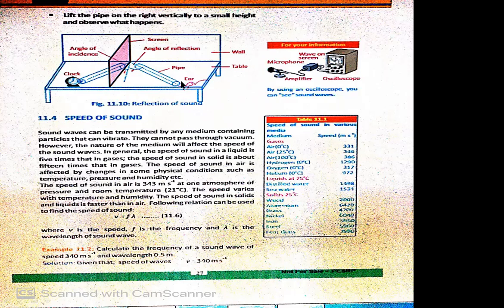On one side of the pipe is our ear, and on the other side of the pipe the clock is attached. What am I going to do? I adjust this pipe, moving it this side or this side, to find the clear sound of the clock. How can I find it? I need to adjust this pipe on this side or that side to hear the sound of the clock. So these are the two pipes. One pipe is this, and this is the other pipe.